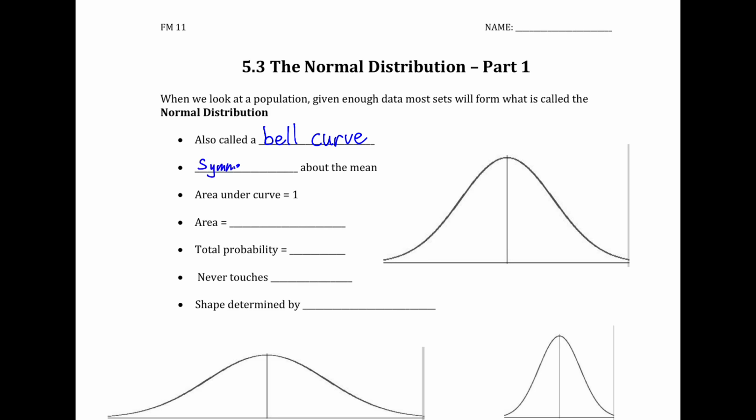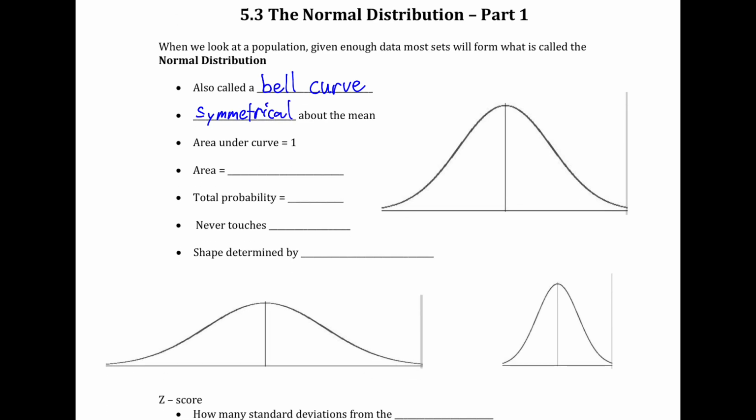Fancy word. Symmetrical about the mean. So, speaking of that, the mean, which is this lovely symbol, is right in the middle. So, the middle of this is the mean, or the average. So, this is a way of standardizing data so that the middle is the mean.